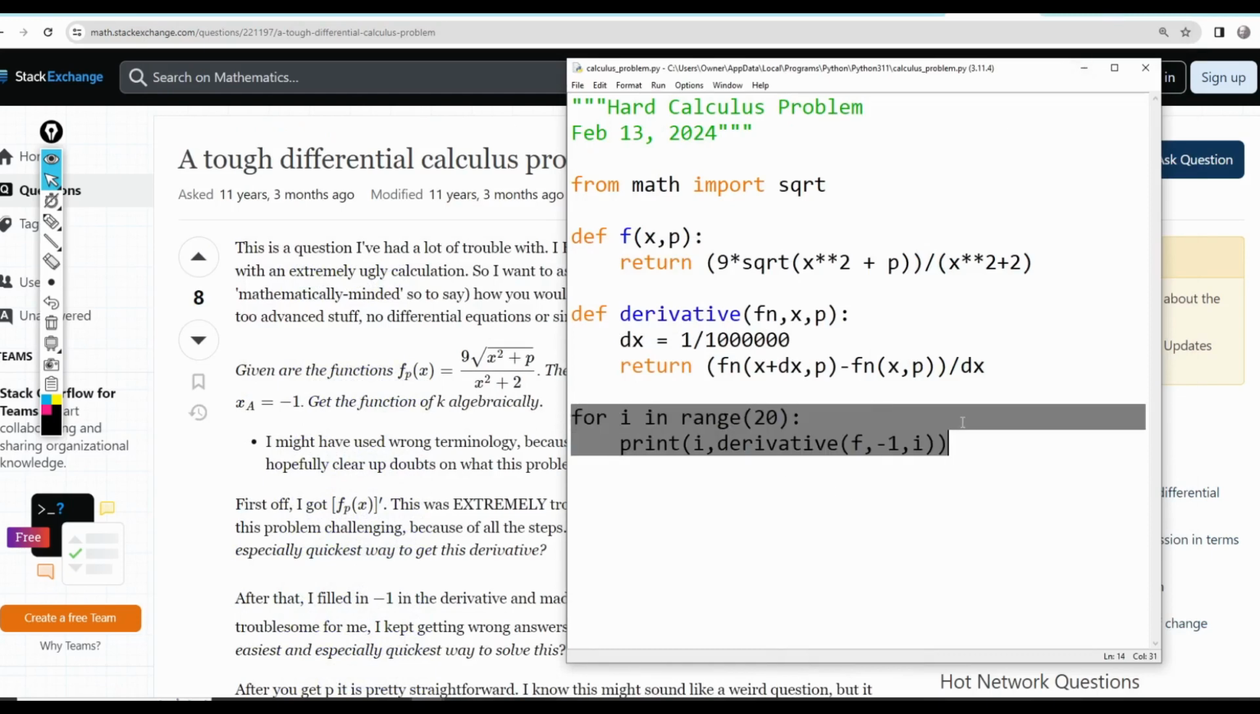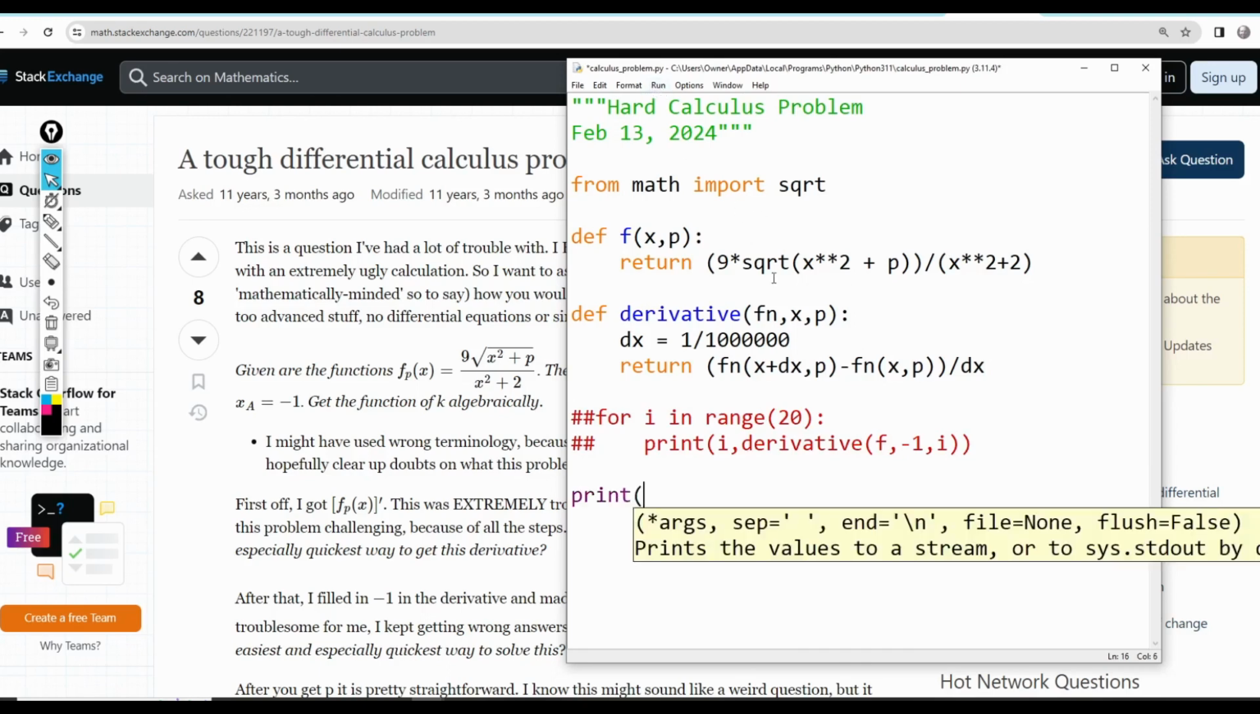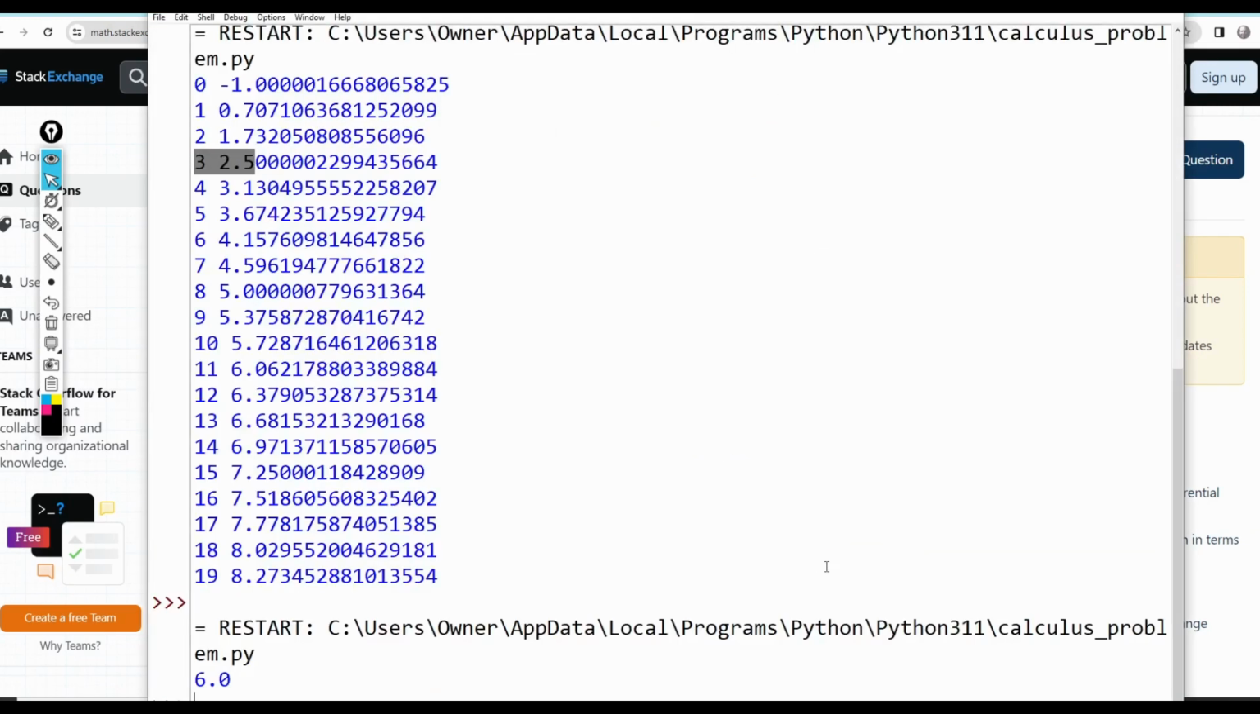Don't need that anymore. So what, Alt 3? Yeah. And print f of -1 when p is 3. So f of -1 is 6. All right, at -1, f is 6.